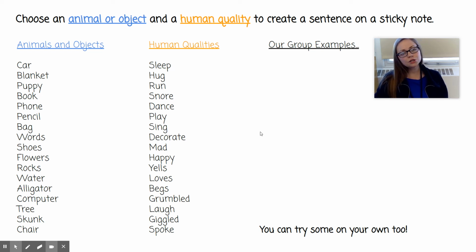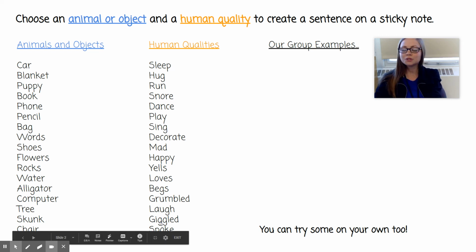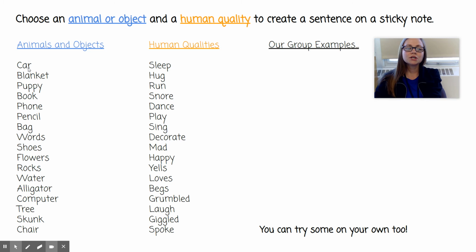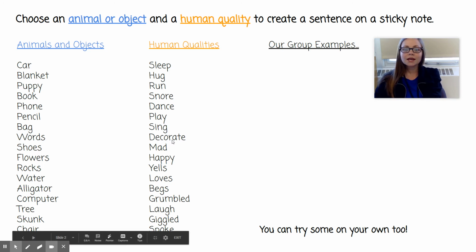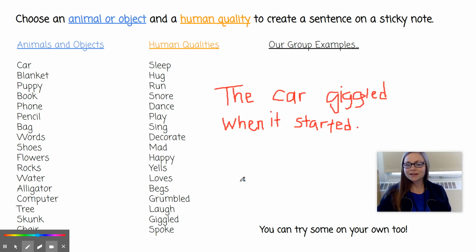So let me come up with an example. So it says to choose an animal or object. So maybe I'll say the car and a human quality for a sticky note. So let's look through these human qualities. I'll use giggled. Okay, so I'm going to use the word car and giggled, and I'm going to come up with a sentence. Okay, so I came up with a sentence.